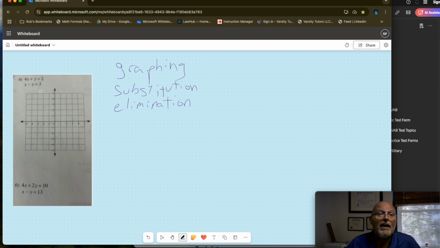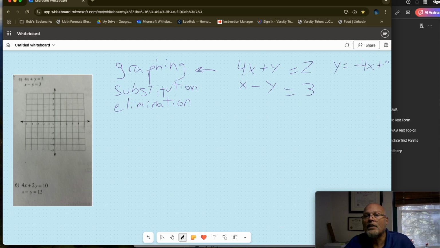We're going to start with graphing. So here we have the equations 4x plus y equals 2 and x minus y equals 3. So to graph these most easily, I find converting them into the y equals mx plus b form to be the easiest. And so I will rewrite this first one as y equals minus 4x plus 2.